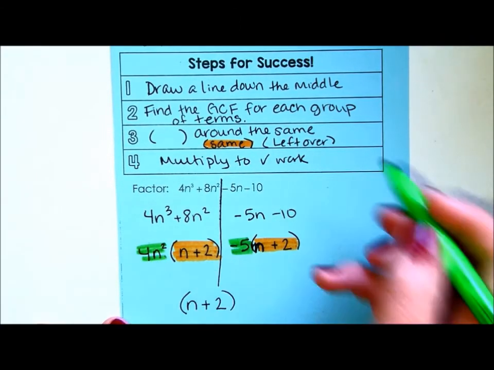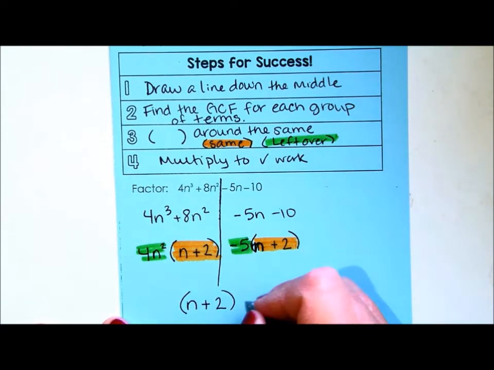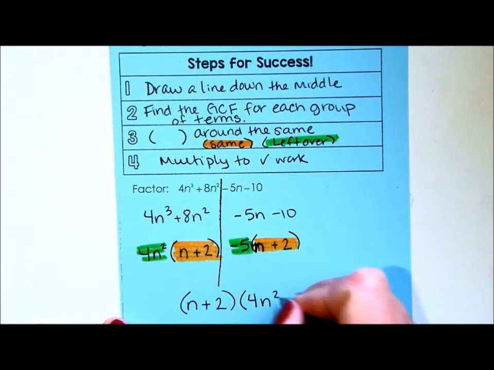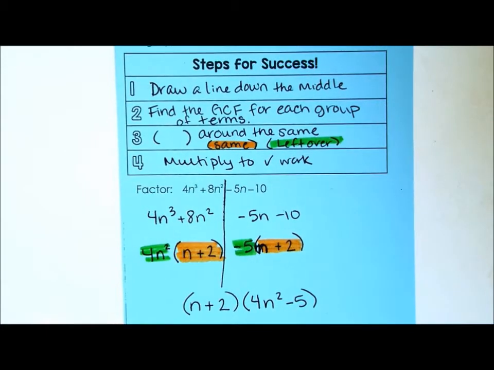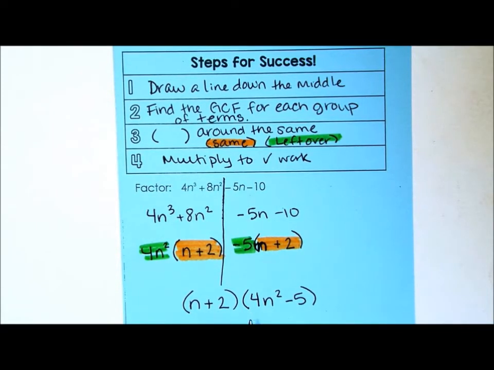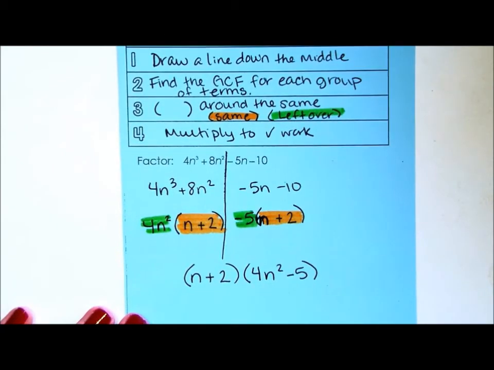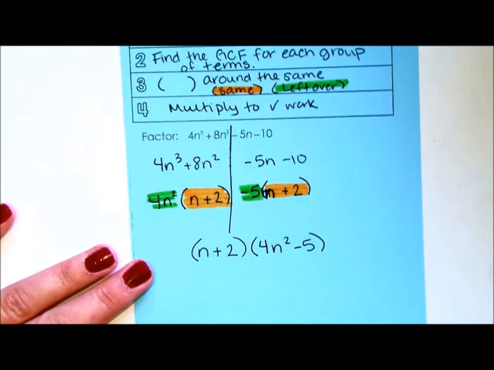So my leftovers I'm now going to put together. So that's going to be 4n squared minus 5. Now this would end up being our final answer: this n plus 2 parentheses and 4n squared minus 5 parentheses. What I'm going to do now is double check this just to confirm my work. So I'm going to go ahead and create that box that we like.